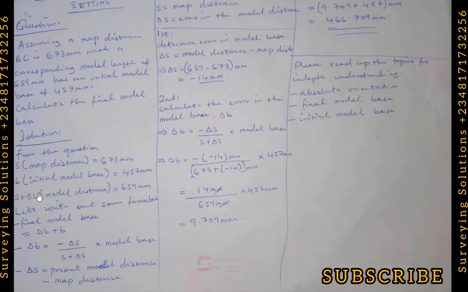Now if you pay attention, you will see that, as we said earlier, there's a relationship here which says that S plus change in S is equal to what? 659. And this value is actually your model distance, right? Good. This expression is your model distance. So if you want to make change in S the subject of the formula, it will definitely be the model distance minus S. And your S, as we have shown you earlier, is your map distance. So that's what you've seen here. Present model distance minus map distance will now give you the change in S, right?